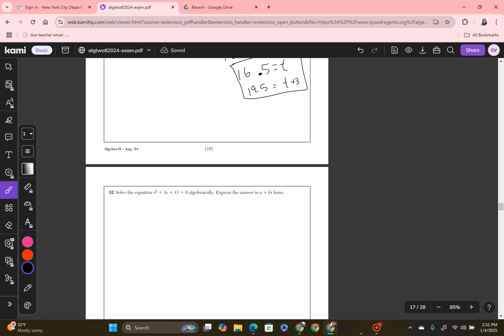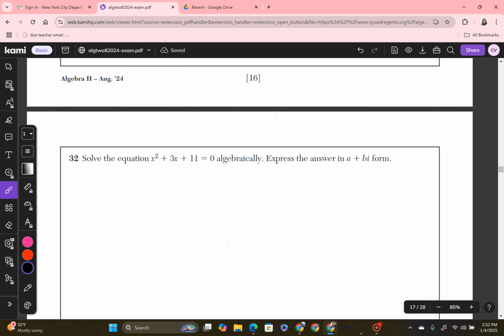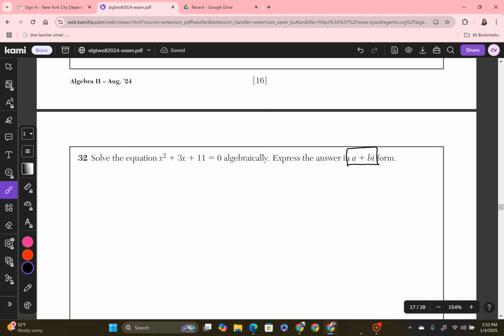So we want to solve this algebraically using A plus Bi form. At this point, I know I cannot do the AM method because there are no two numbers that add to 3 and multiply to 11. So you have to use the quadratic formula here. The quadratic formula is on your formula booklet.